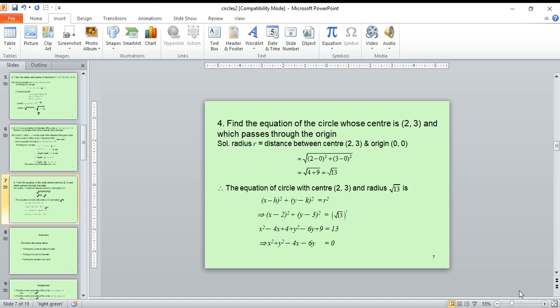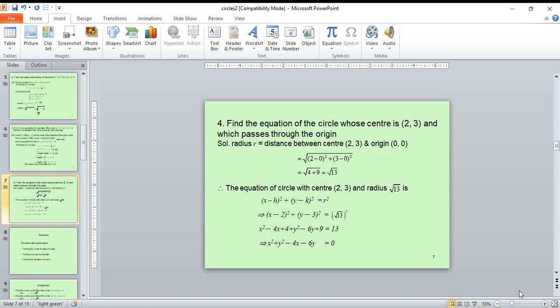The equation of the circle with center (2, 3) and radius root 13 is (x minus h) whole square plus (y minus k) whole square equal to r square. The formula for a circle with center (h, k) and radius r is (x minus h) whole square plus (y minus k) whole square equal to r square. Here h equals 2 and k equals 3. Apply the h and k values.